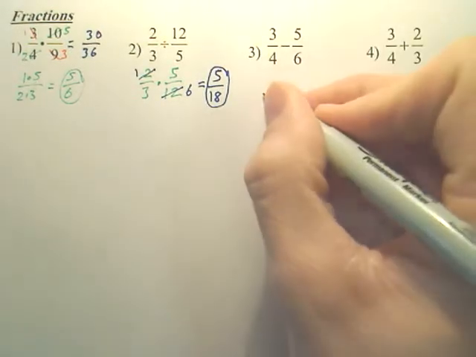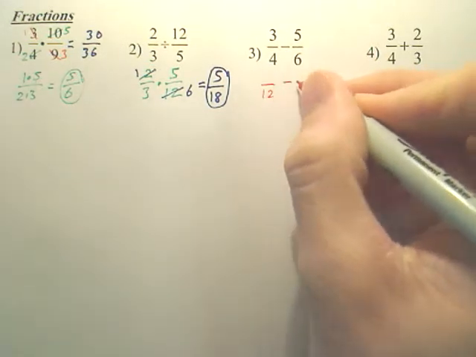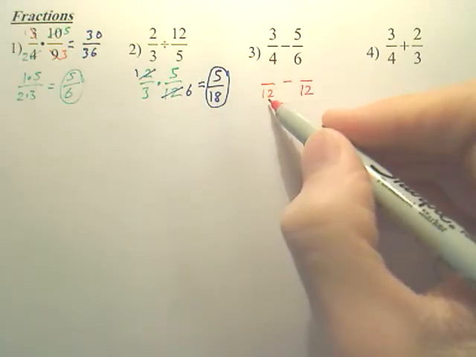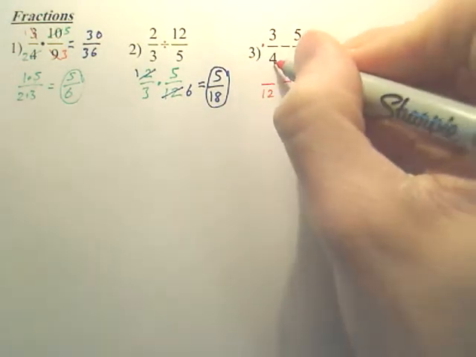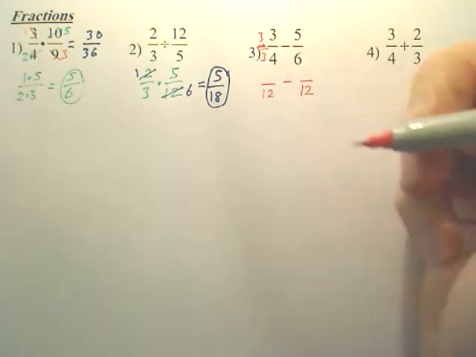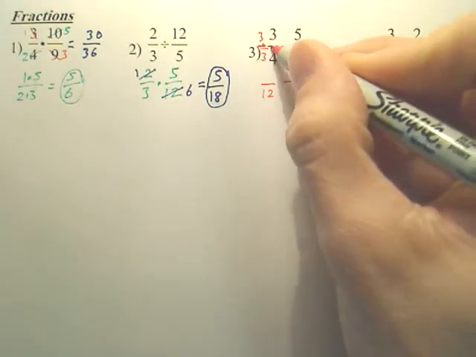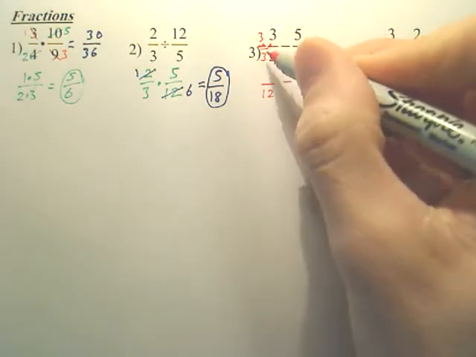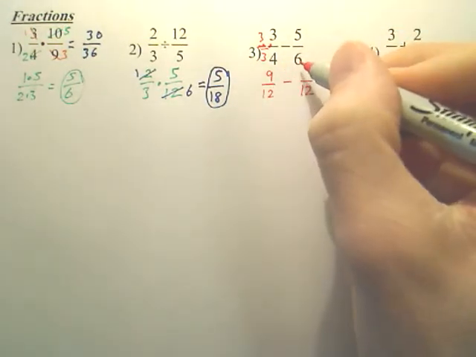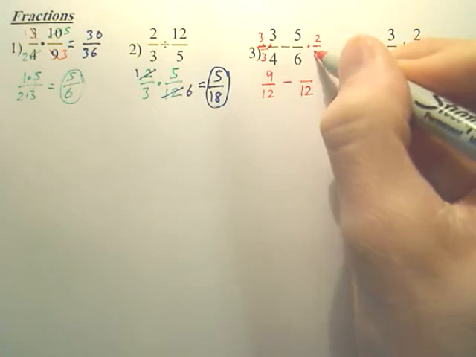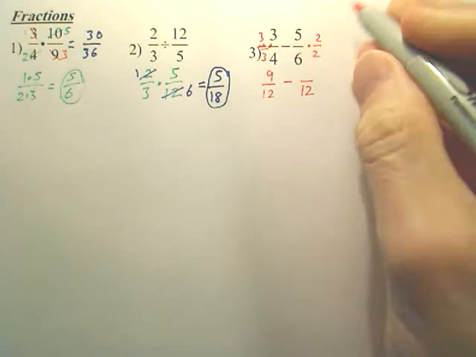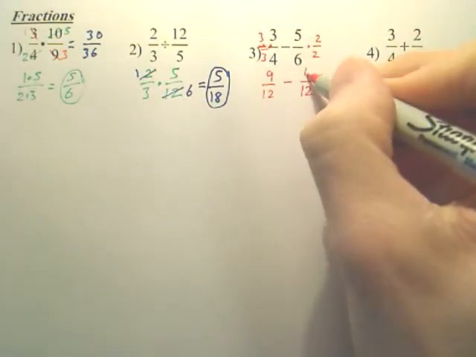So I'm going to make this a 12 on the bottom. Okay, so I'm going to change 4 into a 12. What do I got to multiply this 4 by to get a 12? You're going to multiply top and bottom by 3. You're going to multiply this by 3 over 3, because 3 over 3 is 1. 3 times 3 is 9. To get this to be a 12 on the bottom, you need to multiply top and bottom by 2. 2 over 2 is 1, so you can multiply by it without changing its value. So 5 times 2 is 10.